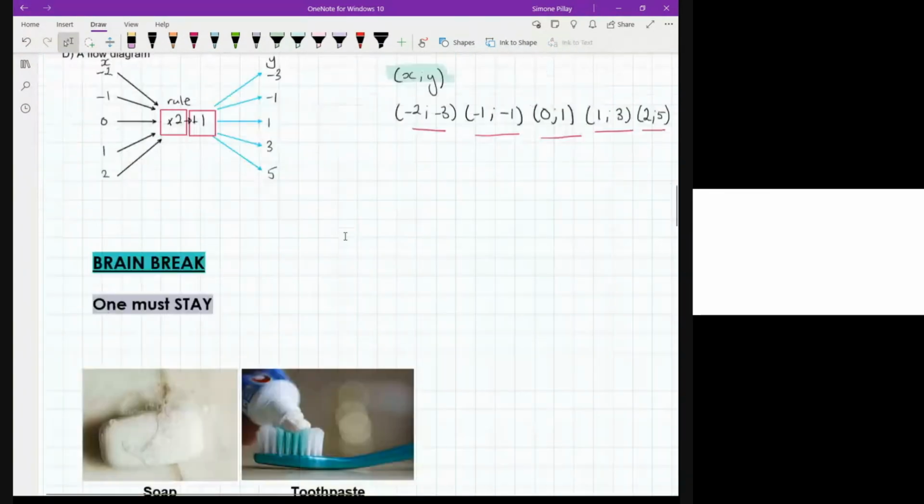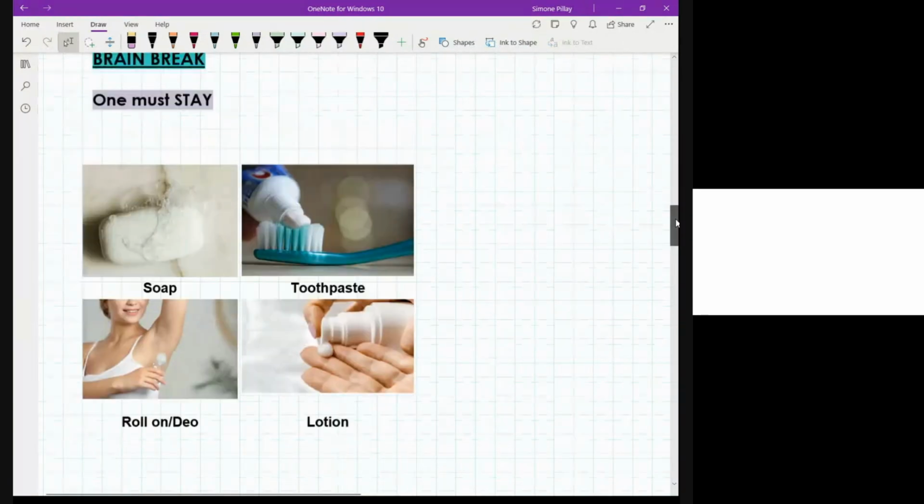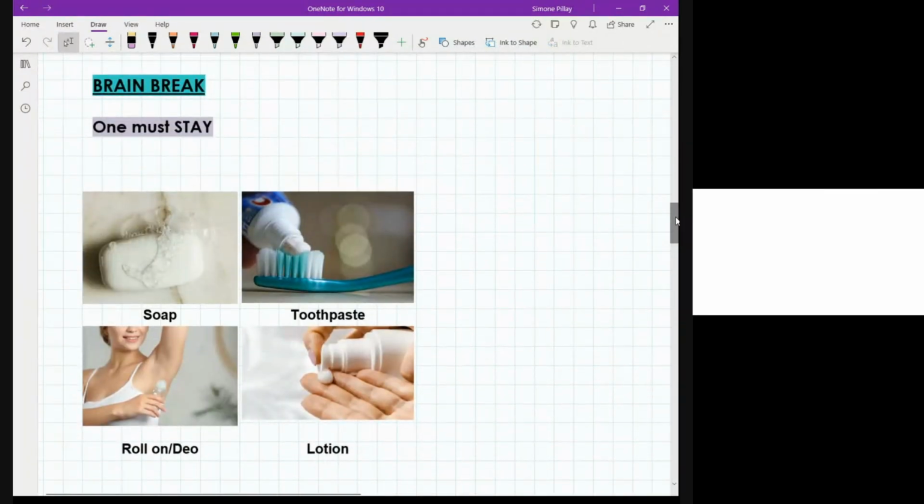Apologies. So for our new friends, we have a brain break and we play One Must Stay. And so we really just debate about from these four, which one would you keep? You'd have to get rid of the rest of the things forever and ever. And which one would you keep?